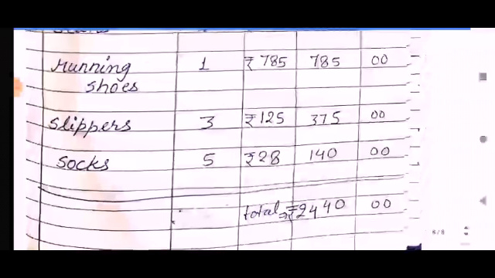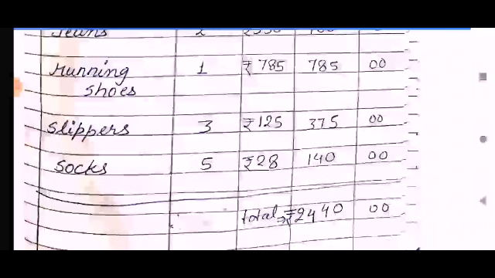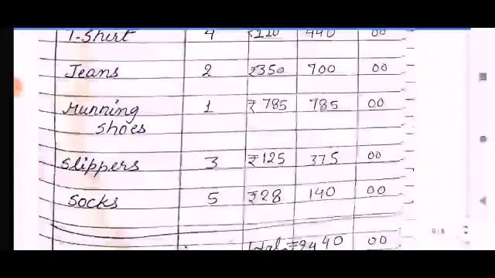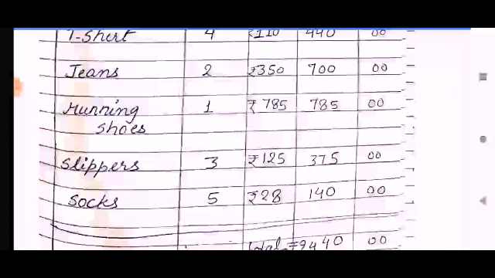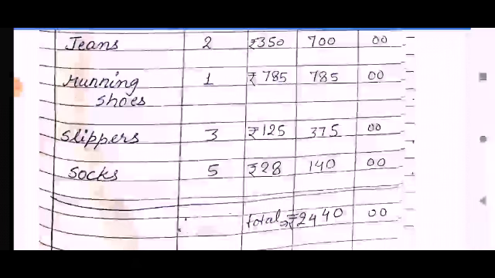Now we have to make the bill and calculate the total amount. So when we add 440 plus 700 plus 785 plus 375 plus 140, the answer we get is rupees 2440, and we have prepared the bill.